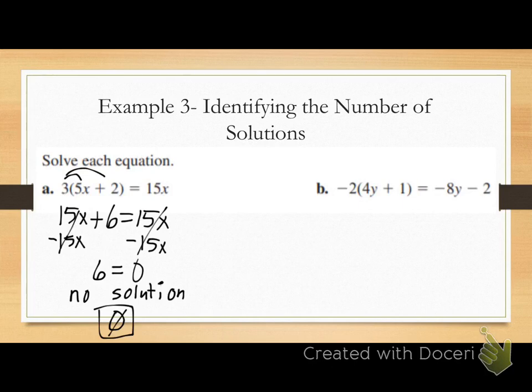So this is why we like to deal with our variables first. We like to get our variables to the same side of the equation first. That way, if they cancel out, I can look at the remaining statement that's left over and determine how many solutions it has. Okay? So this one has no solution. There's no number out there that I can plug into this equation to make it true. No matter what number you plug in, you're going to get a false statement. Does that make sense? No number will work for this equation. Questions on A?